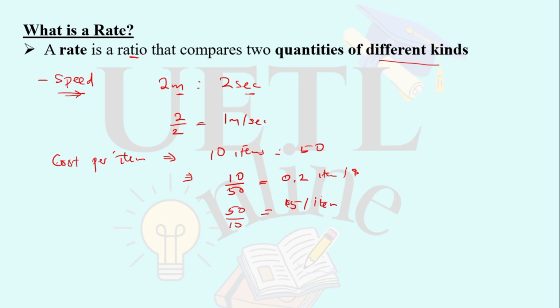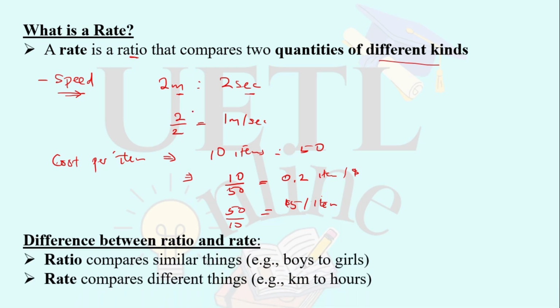Let's look at some differences between rates and ratios. A ratio compares similar things, like boys to girls, fruits only, cups of something, or kgs of something. The rate compares different things. In speed, you can say kilometers to hours. Here the cost is dollars per item, or dollars per kg. This is how a rate compares different things, while a ratio compares similar things.